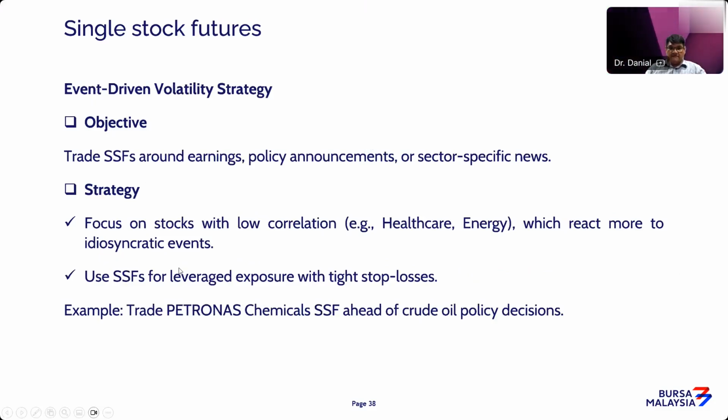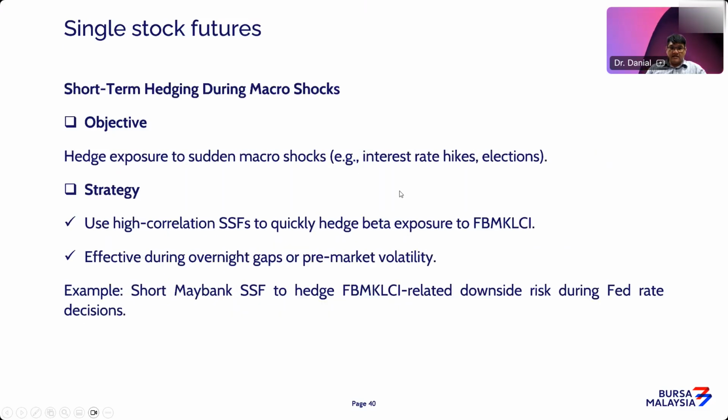Next is event driven. Focus on stocks with low correlation, which react more to idiosyncratic events. You can also use SSF to leverage exposure if you have very low tolerance for stop losses. For example, trade Petronas Chemicals SSF before, or if you foresee any crude oil news coming up tomorrow night, tonight, whatsoever. So that is event driven.